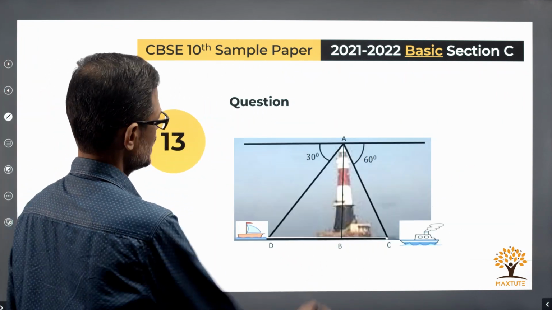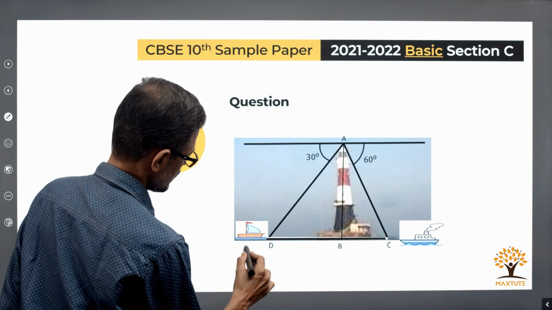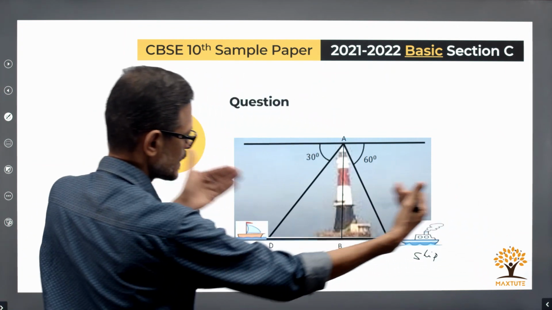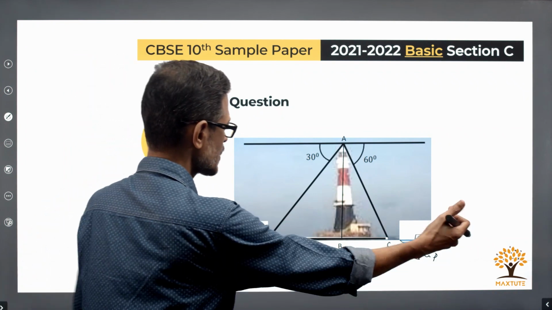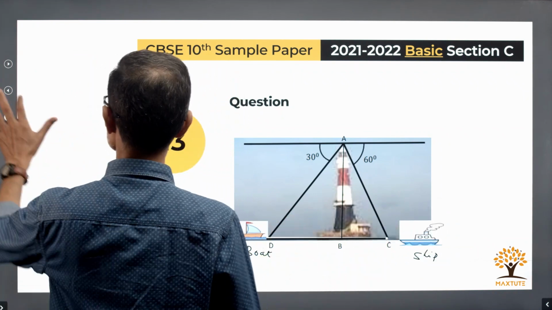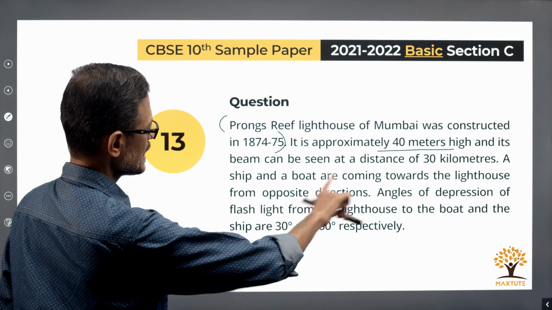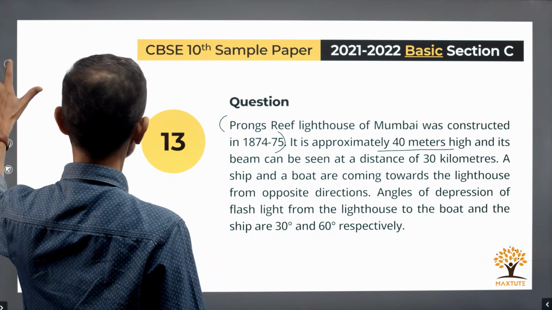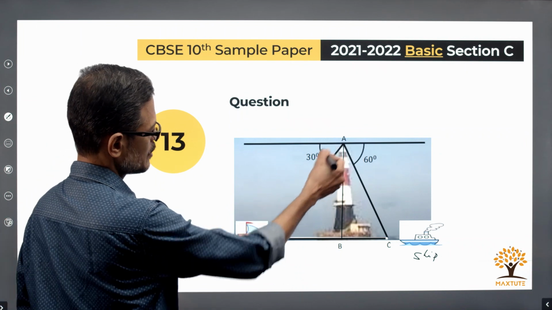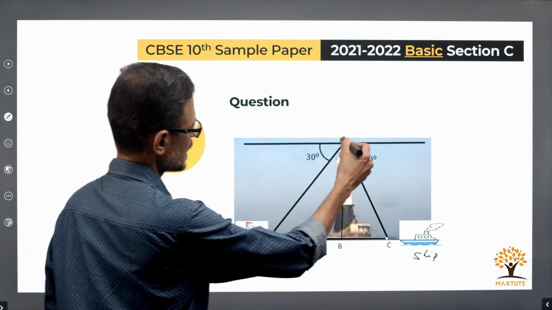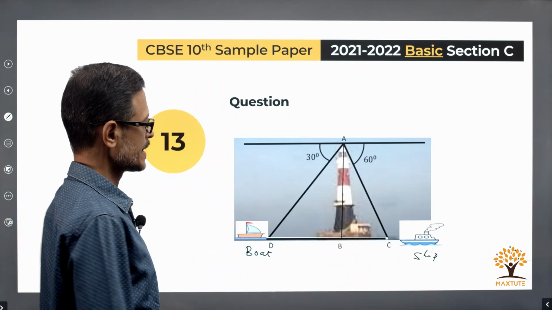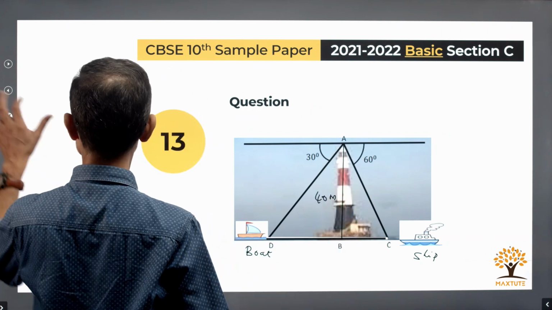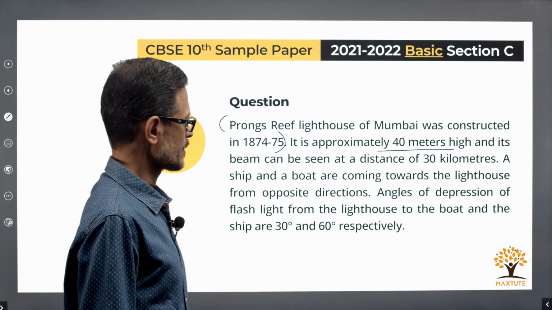We'll see it here, right? So it's a lighthouse. There is a boat and a ship. Both are coming towards this lighthouse, and both these are on opposite sides of the lighthouse. Go back and read what we have. Angles of depression of the flashlight from the lighthouse to the boat and the ship are 30 and 60. There's a boat. Angle of depression is equal to 30 degrees. Angle of depression to the ship is equal to 60 degrees, and we know the height of this lighthouse is equal to 40 meters. This is given to us, right?